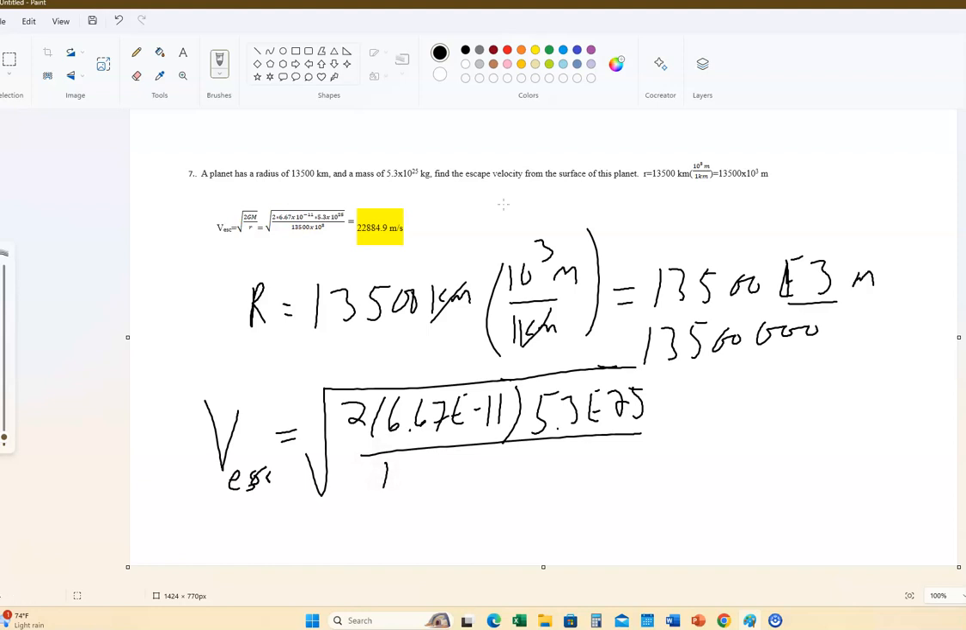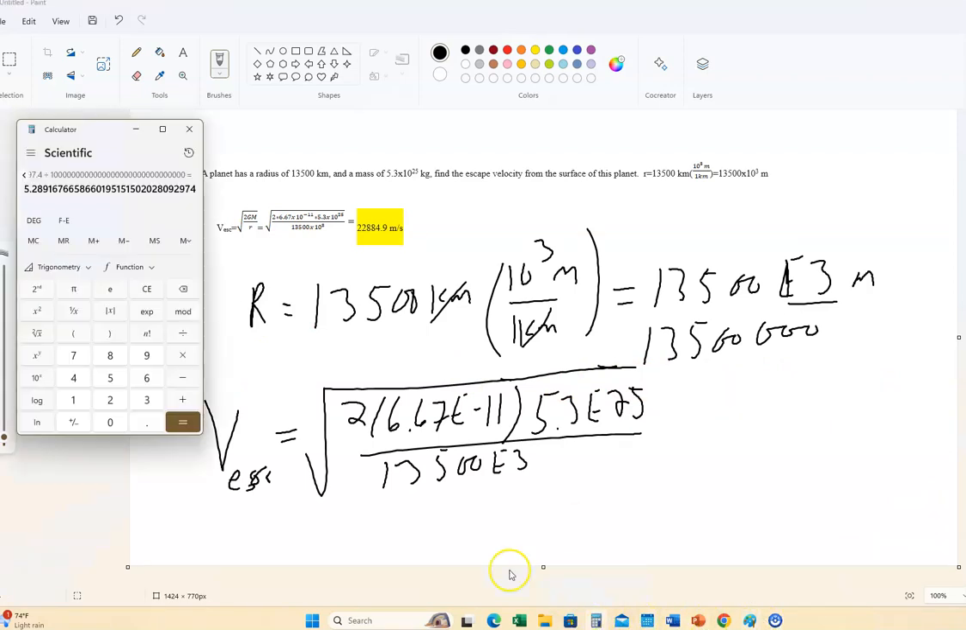And then 13,500 times 10 to the third. I'll just put the E3 right there. All right. So we're going to plug all that into our calculator, and that will be the answer. All right, or we'll get the answer, and then we'll even convert it to kilometers per second, just for the heck of it. All right, so let's get rid of this.